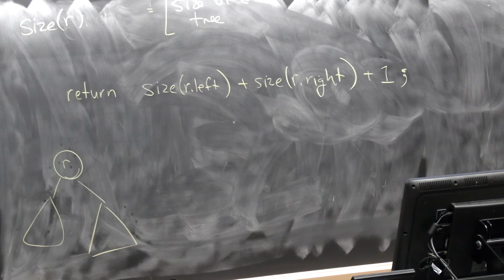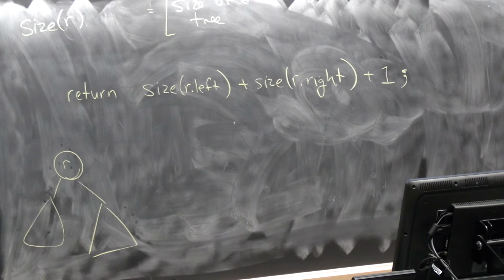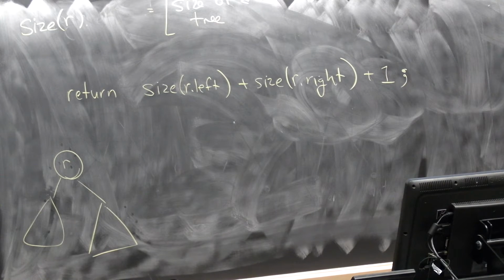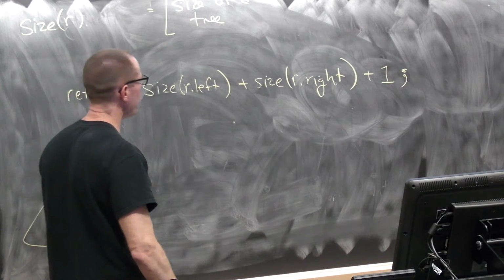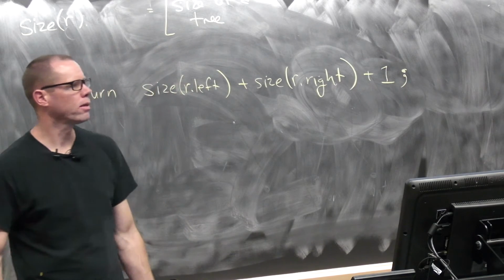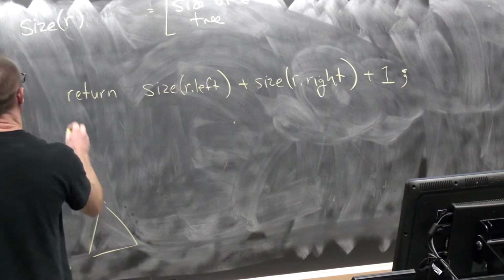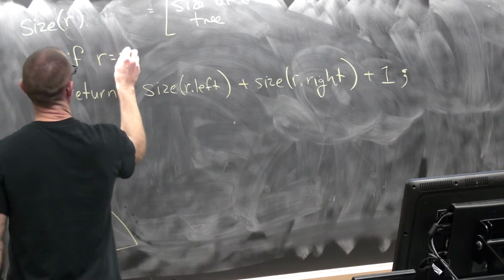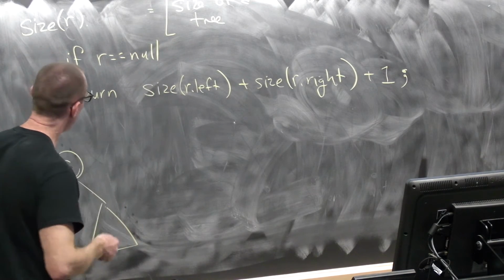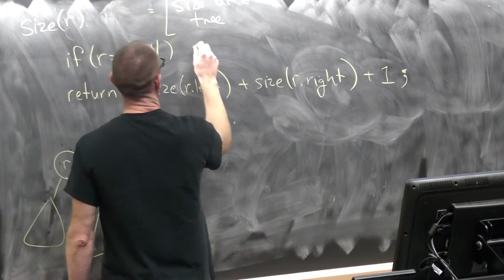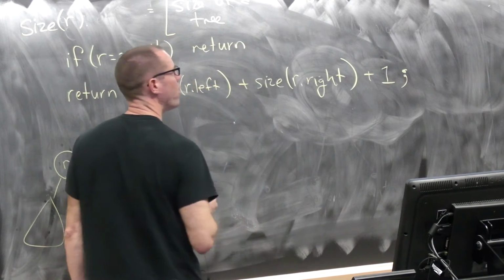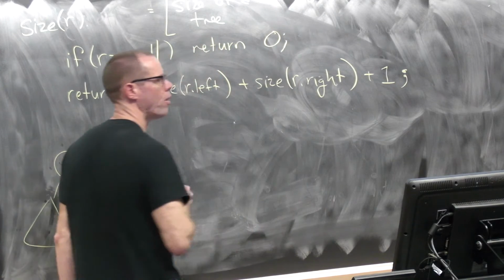It's a recursive algorithm. What do recursive algorithms or functions need? Base case. So what's the easy base case? When do we not recurse? Yeah. I would argue that there's an even simpler base case. Yeah. If R is null, then it represents an empty tree. How many nodes are there in an empty tree? There's 0 nodes in an empty tree.